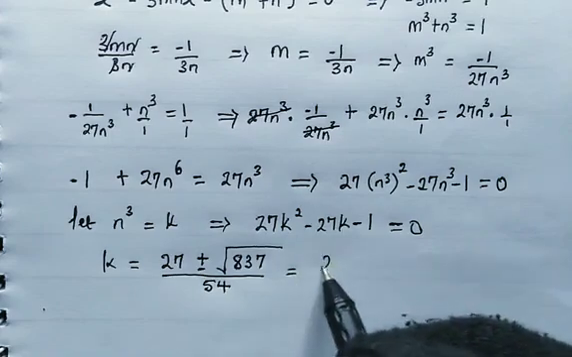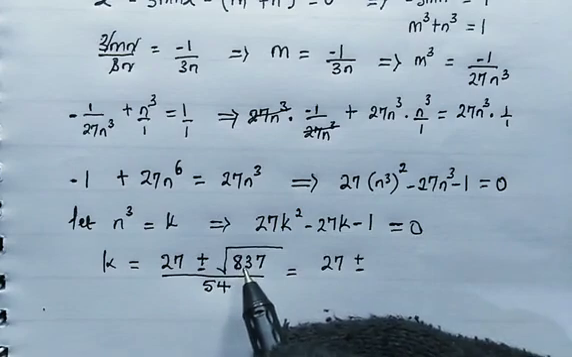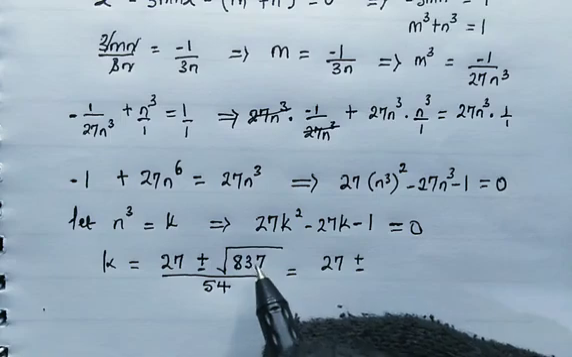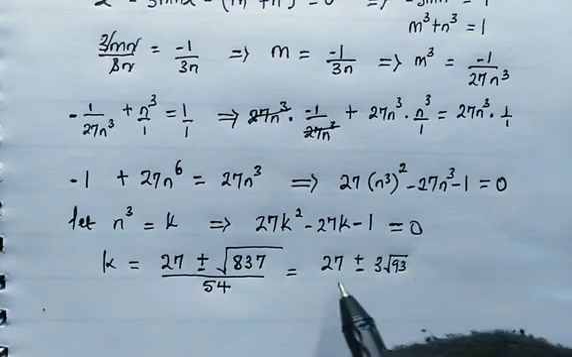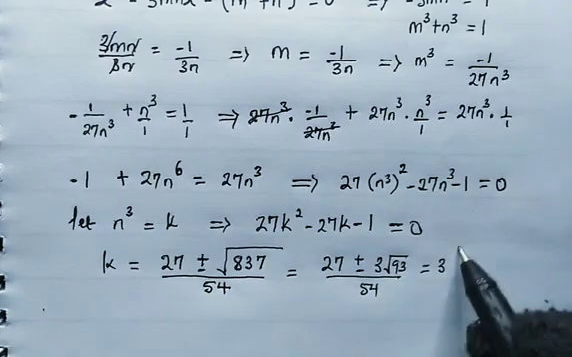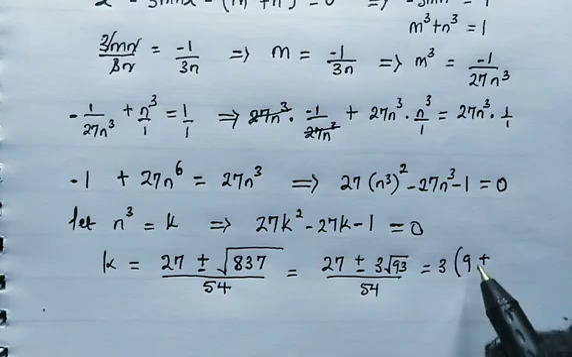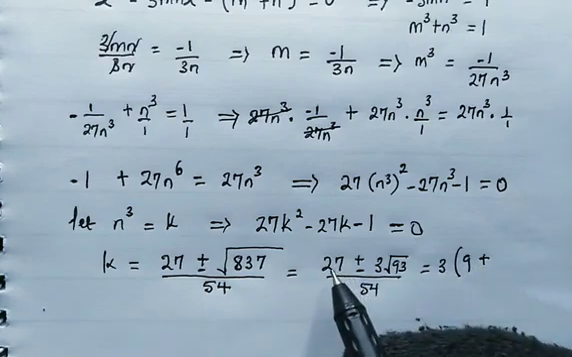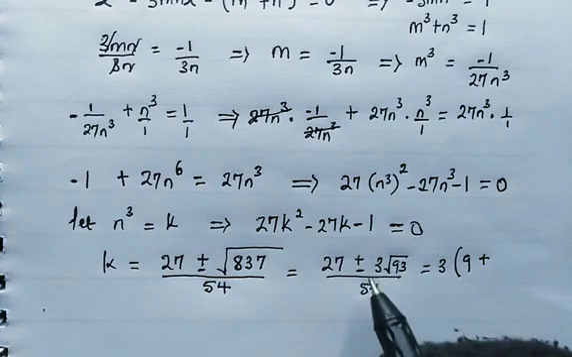From here we need to simplify further, so we get 27 plus or minus, here this is 9 multiplied by 93, and the square root of 9 is 3. Then we have root of 93, the whole of this divided by 54. From up there, factor out 3, we get 9 plus or minus. So we're going to use the positive value here, because 27 minus 3 root of 93 is negative, right?